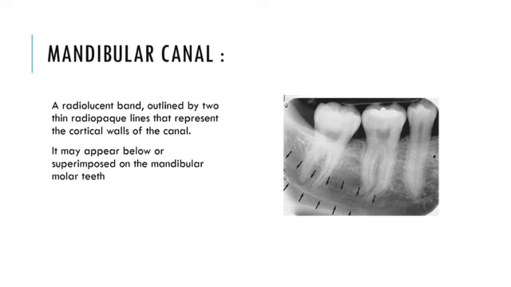Next, the mandibular canal. It is a radiolucent band outlined by two thin radiopaque lines that represent the cortical wall of the canal. These are the radiopaque bands on either side of the canal. It appears below and sometimes superimposed on the mandibular molar teeth. Here it is superimposed with the apical third of the mandibular second molar.